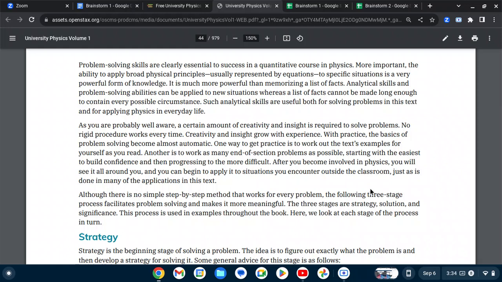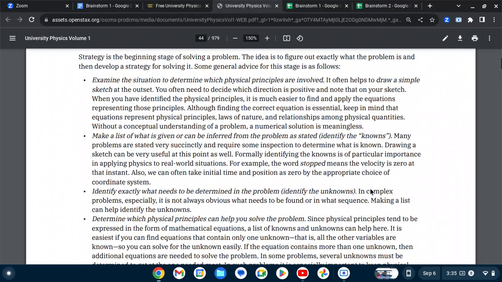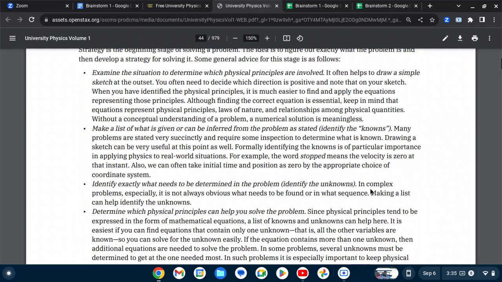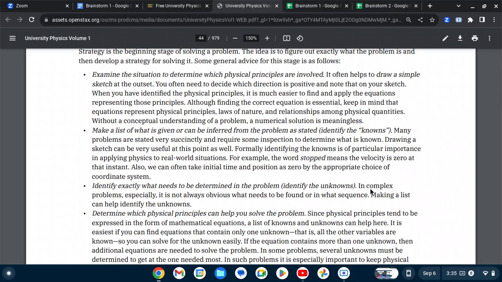and makes it more meaningful. The 3 stages are strategy, solution, and significance. This process is used in examples throughout the book. Here we look at each stage of the process in turn. Strategy. Strategy is the beginning stage of solving a problem. The idea is to figure out exactly what the problem is and then develop a strategy for solving it. Some general advice for this stage is as follows.